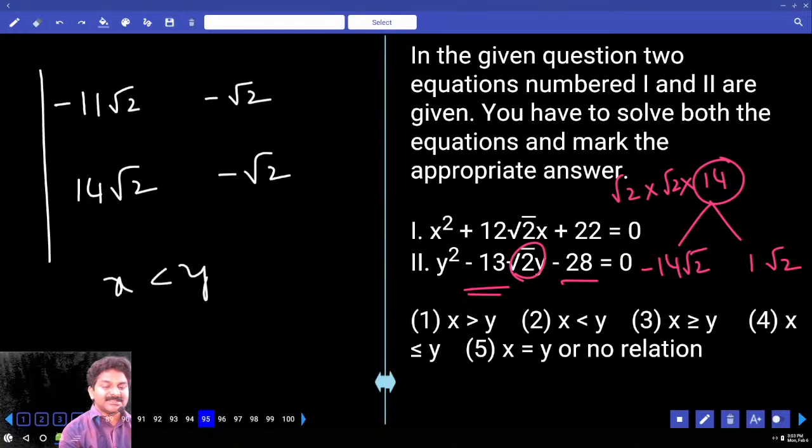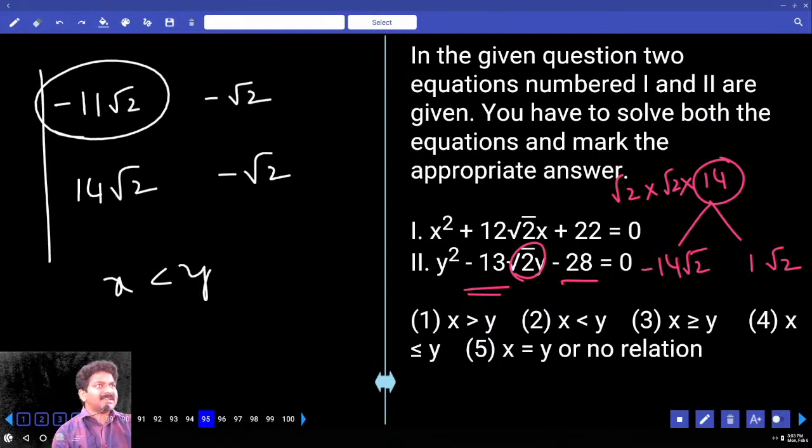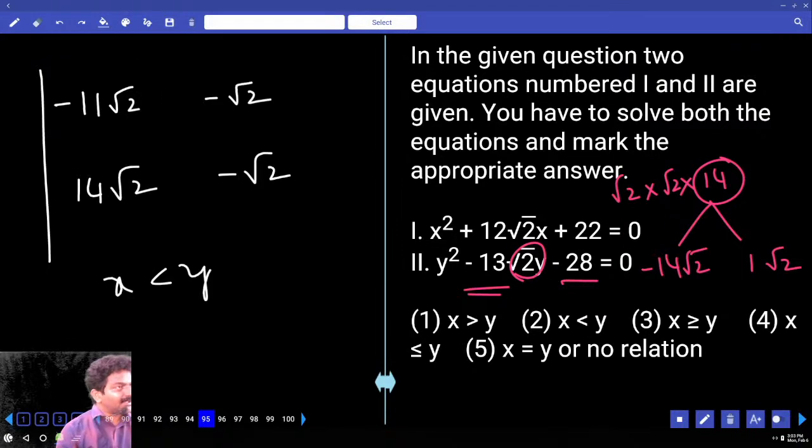This is positive. These two are negative. Straightforward, x is less than y. This is minus 11x. Assume root 2 as x. Minus 11x and then minus x. X less than y. What is here? Equal. X is less than or equal condition.